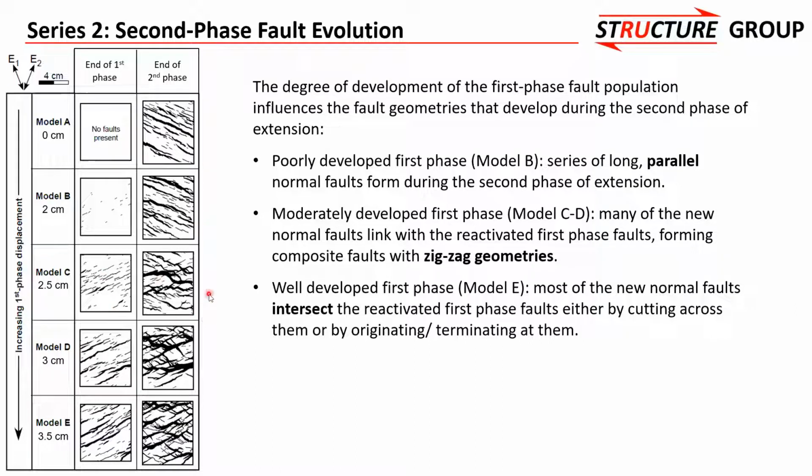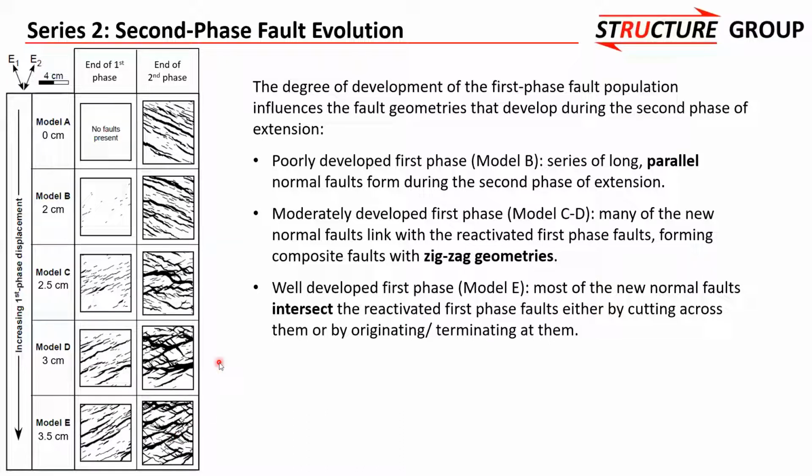The moderately developed first phase, which is C and is well seen a bit in model D, this is where many of the new normal faults link with the reactivated first phase faults, and they form composite faults with zigzag geometries. Whereas model E, which is again our base case model, had the well-developed first phase, and most of these new normal faults intersect the reactivated first phase faults, either by cutting across them or by terminating against them. So those fault interactions that I was talking about previously.